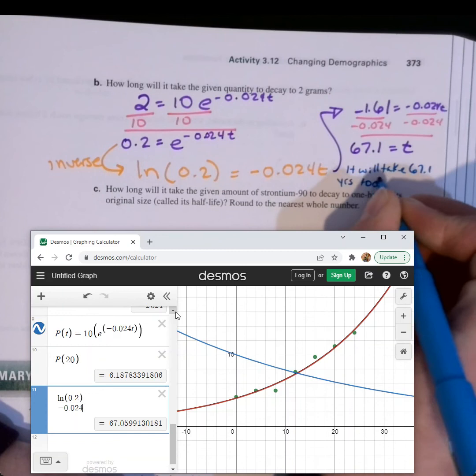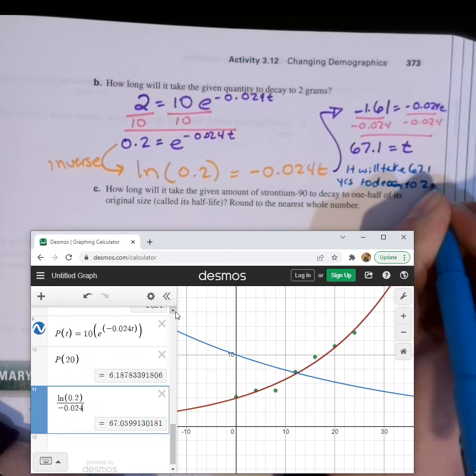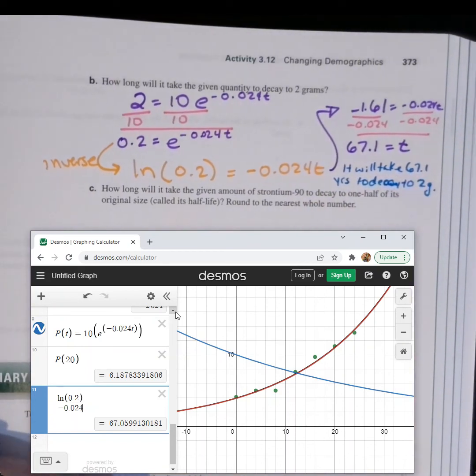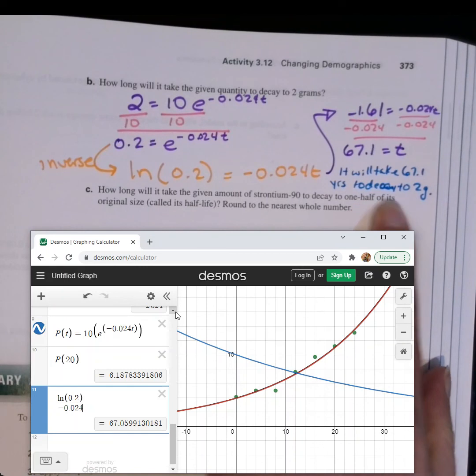To decay to 10 grams. To decay to 2 grams. From 10 grams down to 2 grams. 67.1 years to decay, my writing's a little smushed there, to decay to 2 grams.